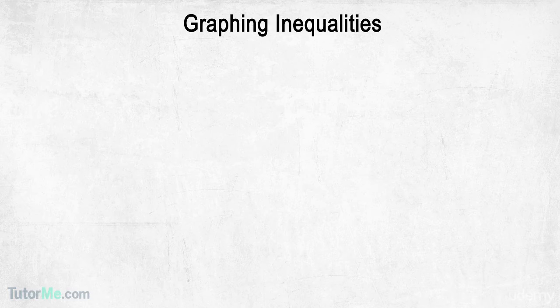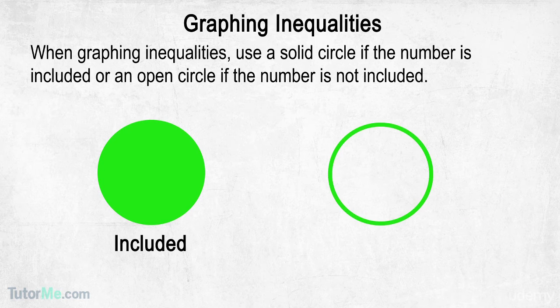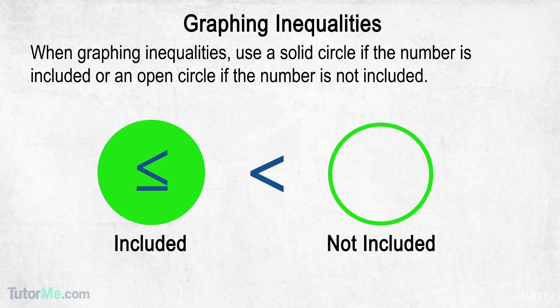Graphing inequalities. When graphing inequalities, use a solid circle if the number is included, and an open circle if the number is not included. Meaning, if the inequality sign has a line under it representing greater than or equal to, use a solid circle. If there's no line under the inequality sign, then use an empty circle.